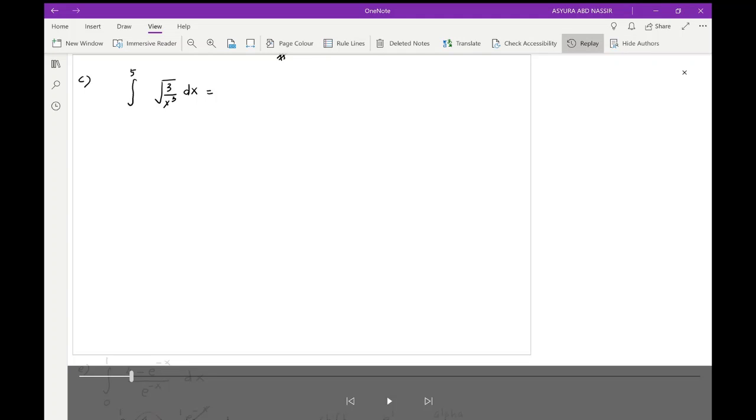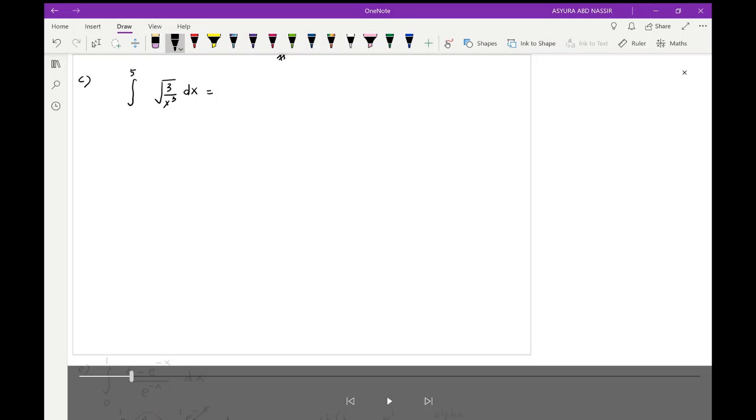We have here the integration of square root 3 over x cubed dx from 1 to 5. Firstly, you will modify the function. When you modify the function, we will get the integration of square root 3 over square root x power 3 dx from 1 to 5. Make sure to separate your variables and your coefficient. You can put your square root 3 outside, and it will be just the integration of x power negative 3 over 2, and the limit is from 1 to 5.